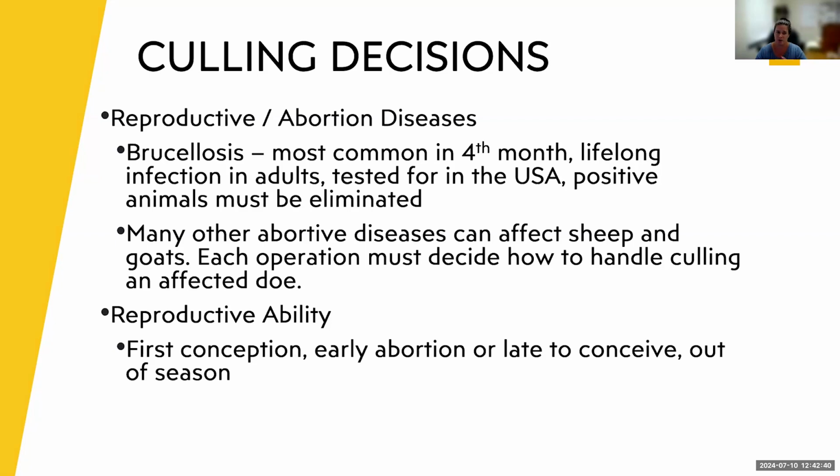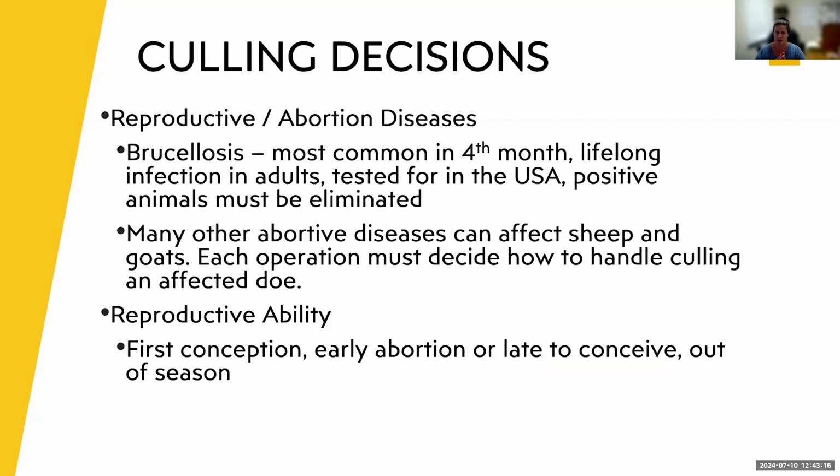There are other abortive diseases that can affect sheep and goats. Each operation kind of has to decide how to handle those. So, like toxoplasmosis, chlamydia, things like that, that can be contracted by your herd and spread within it. It doesn't mean you have to cull every single animal that came into contact with it. You should treat them. And depending on how they respond to treatment and your veterinarian's recommendations, then you can decide on what animals should be culled and why.